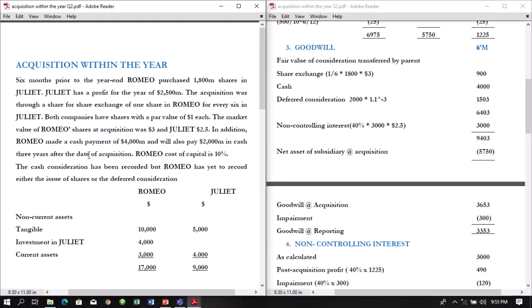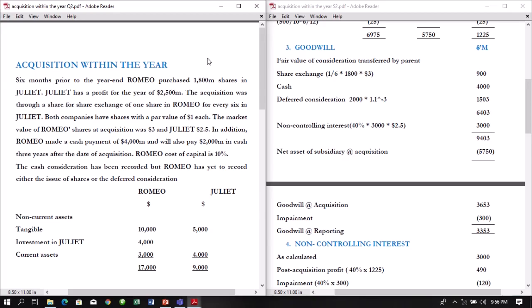And I said it in my previous video, and I will be telling you again, put it at the back of your mind. Whenever we have deferred consideration, very easy, 2 things come to your mind. You discount the cost to present value, and at the end of every year you unwind the finance cost. So whenever you have deferred consideration: discount to present value, and at the end of the year unwind to reflect the finance cost.